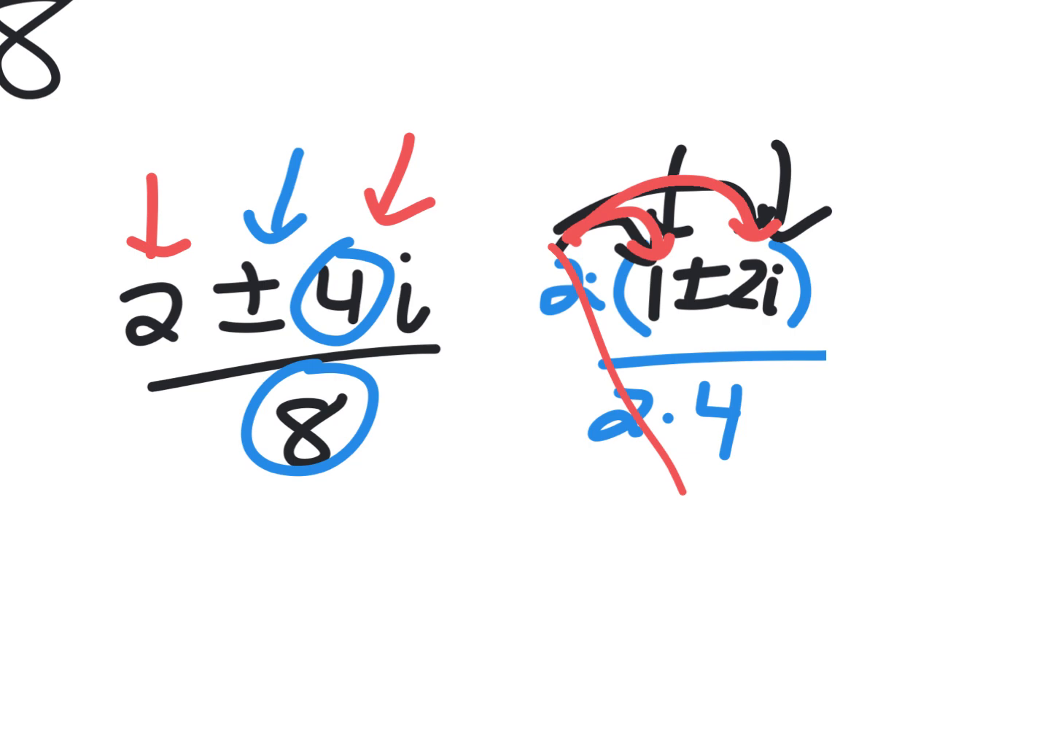I know it looks kind of messy, but 1 plus or minus 2i over 4 is a complete answer. Because you can't factor it anymore. So you can't cancel anymore. And so you must be done. All right. That is complex numbers.